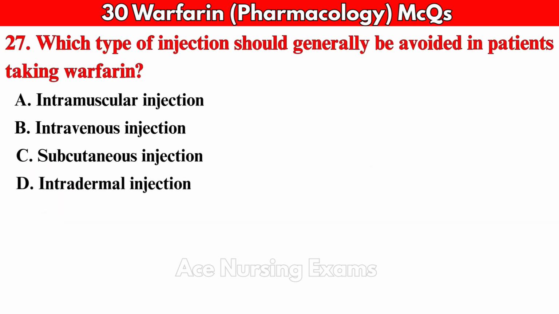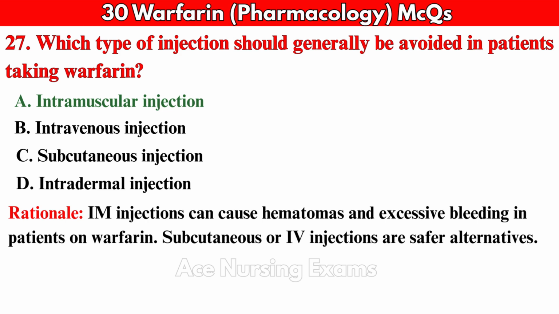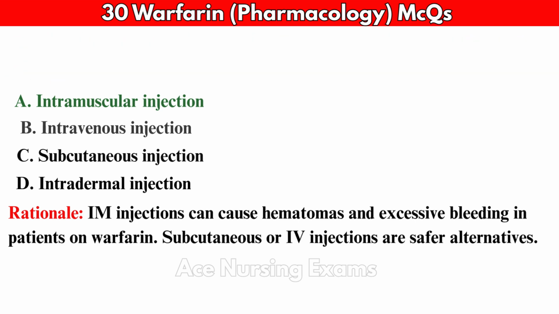Which type of injection should generally be avoided in patients taking warfarin? A. Intramuscular injection. B. Intravenous injection. C. Subcutaneous injection. D. Intradermal injection. Correct answer is A. Intramuscular injection. IM injections can cause hematomas and excessive bleeding in patients on warfarin. Subcutaneous or IV injections are safer alternatives.